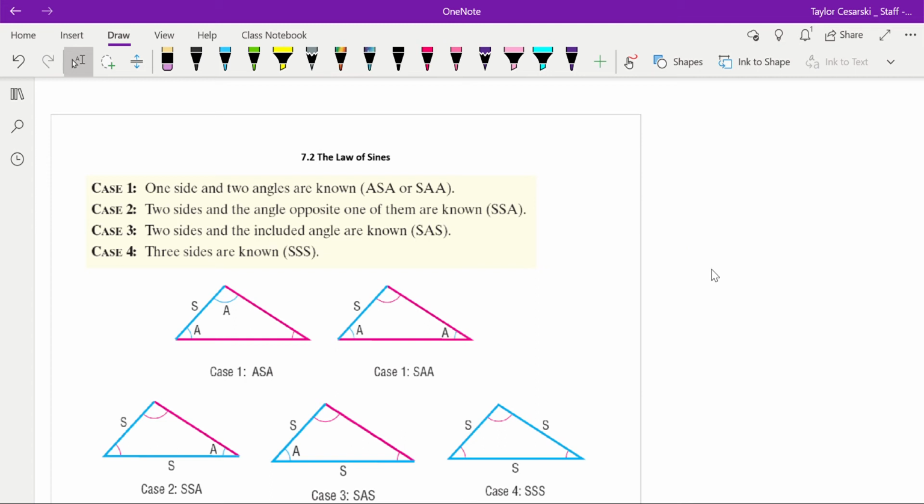Alright, hey guys, this is 7.2. This is Law of Sines. So today we're going to start talking about triangles that are not right triangles and how you can solve for all the missing sides and all the missing angles of those.